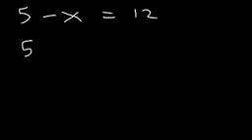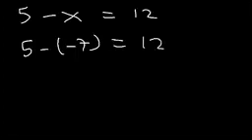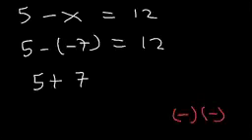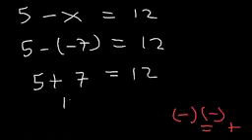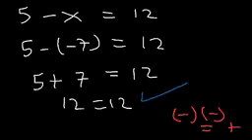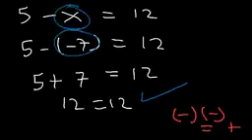And we could check it. To see if you have the correct answer, plug it back in. If we replace x with negative 7, we could see that 5 minus negative 7 is the same as 5 plus 7. Whenever you have two negative signs next to each other, it changes and becomes a positive sign. 5 plus 7 is 12, and 12 equals 12, so the equation is true, which means that x is indeed negative 7.